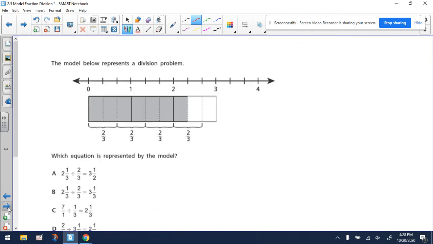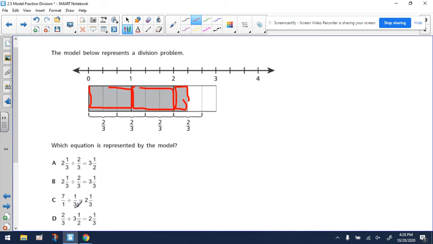All right, so this question, it says the model below represents a division problem. Which equation is represented by the model? Now, the first thing you should do is figure out what's the amount that we're starting out with. So if we take a look, we have this chunk, right? And then we have this chunk, and then we have this chunk. So what would represent that? So we have 1, 2, and 1/3, right? So 2 and 1/3 would be the thing that we're breaking up into smaller groups. So that means that this one's probably not going to be right, and this one's not going to be right. So these are kind of off the table as contenders.